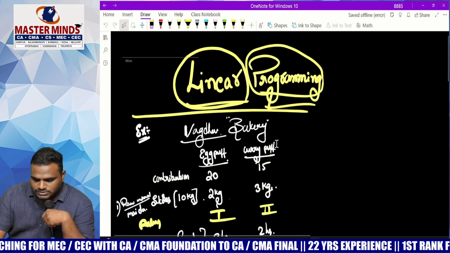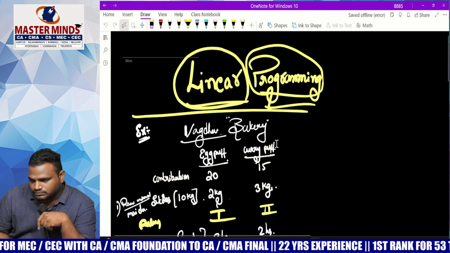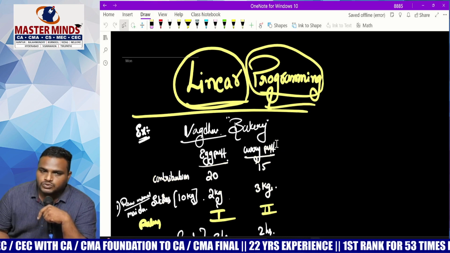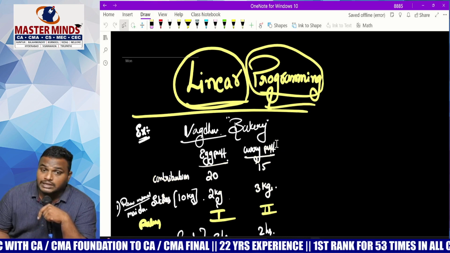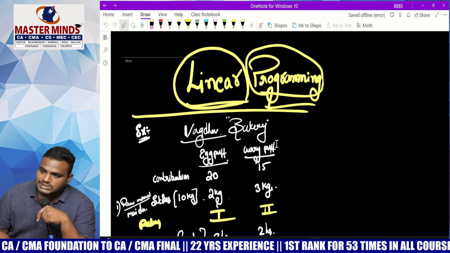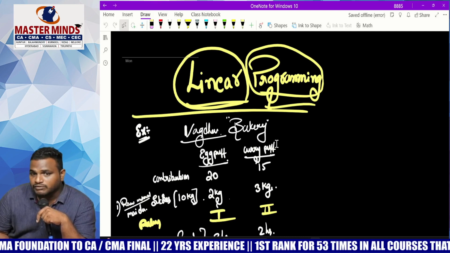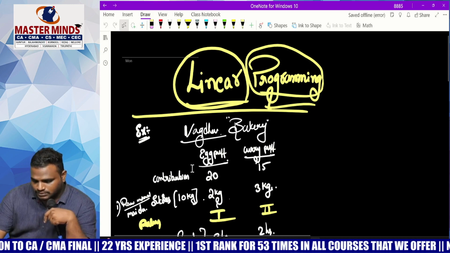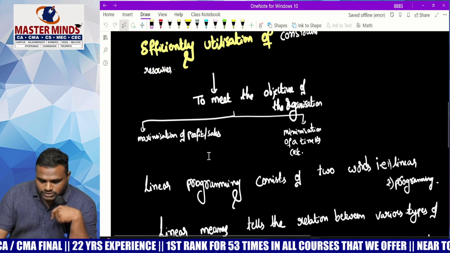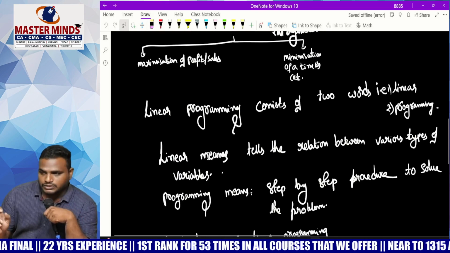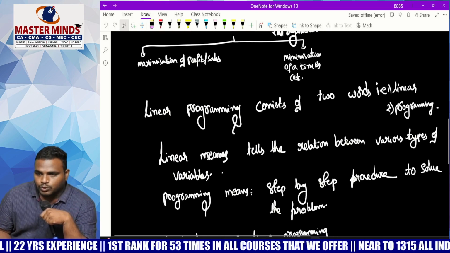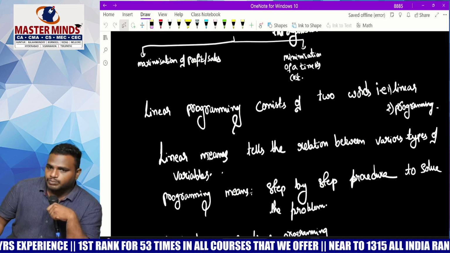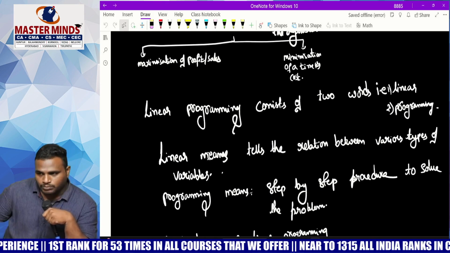Now, what is the meaning of linear programming? It is a technique which is used for the effective utilization of constrained resources. Constrained resources means the resources which are scarce, limited available. Linear means relation. Programming means the step by step procedure to be followed to solve the problem.